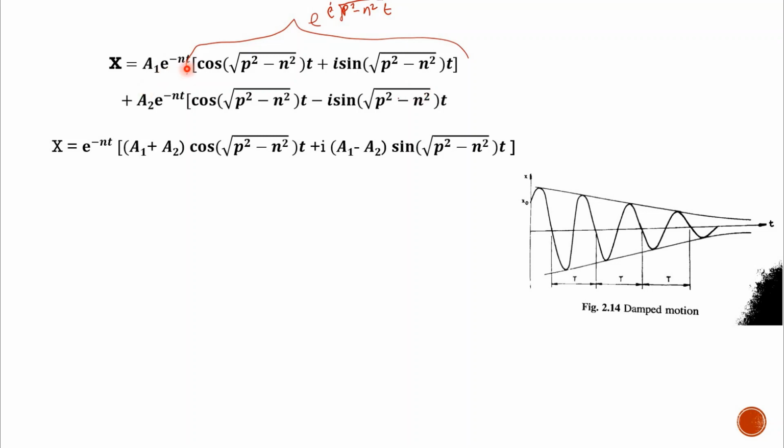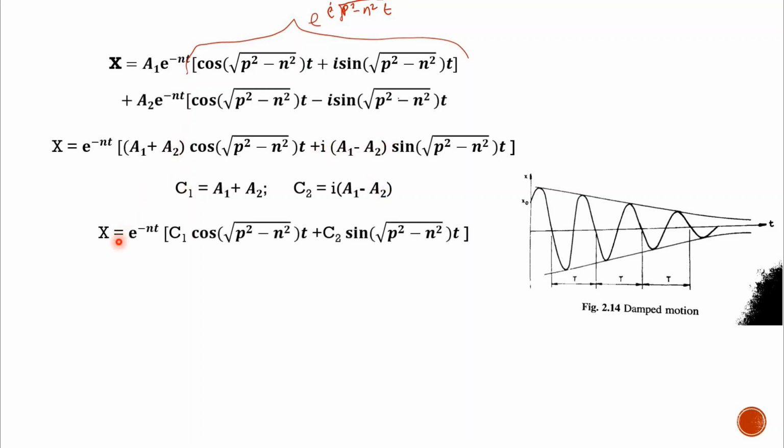And when I rearrange, taking e raised to minus nt as common, it will become a1 plus a2 into cos root p square minus n square t plus i into a1 minus a2 sin root p square minus n square into t. Then substituting a1 plus a2 as c1 and i into a1 minus a2 as c2, the equation becomes e raised to minus nt into c1 cos root p square minus n square t plus c2 sin root p square minus n square into t. So this is the general equation for damped free vibration.